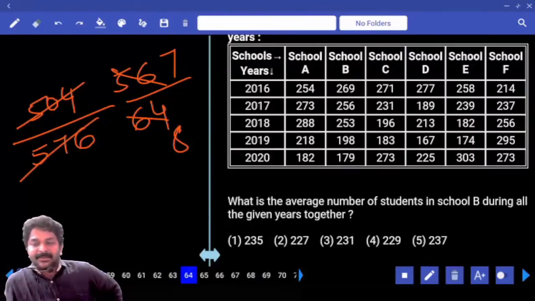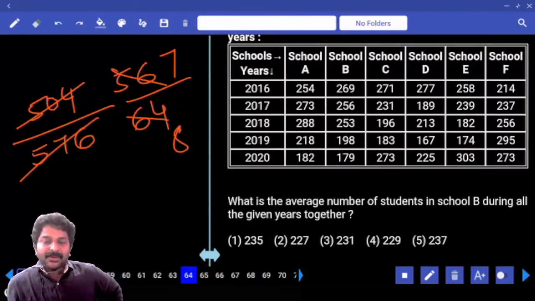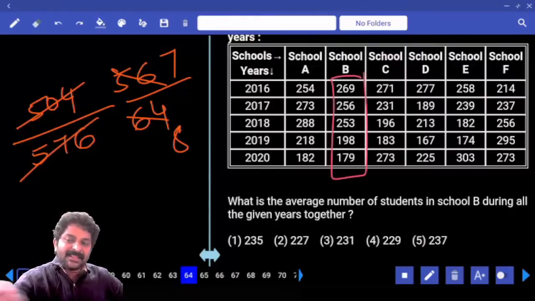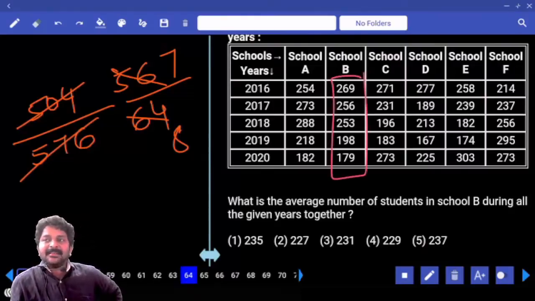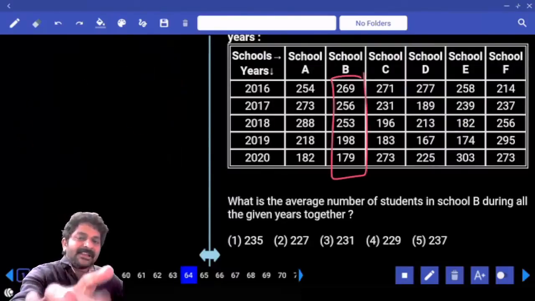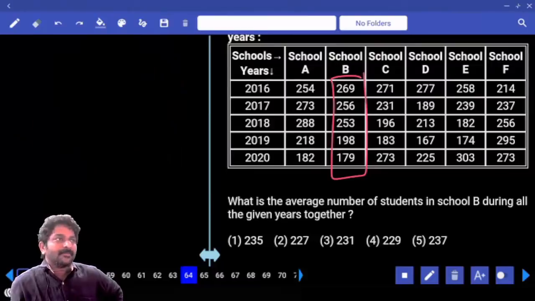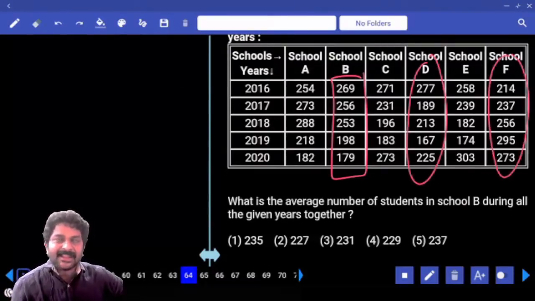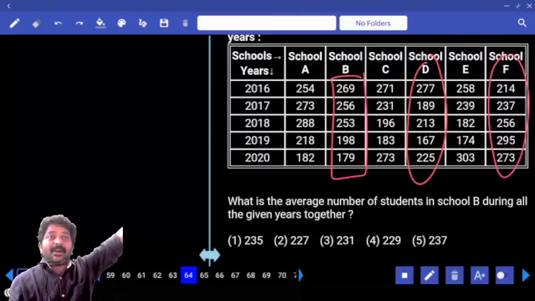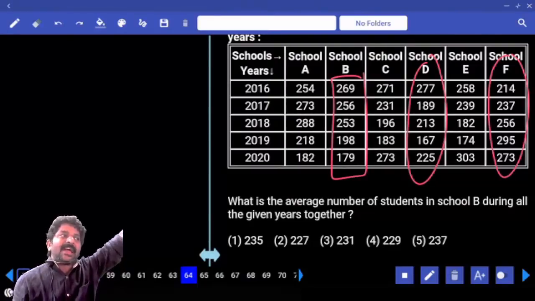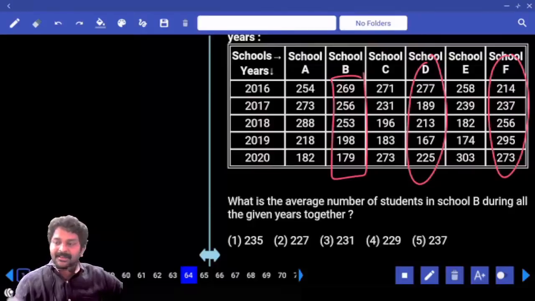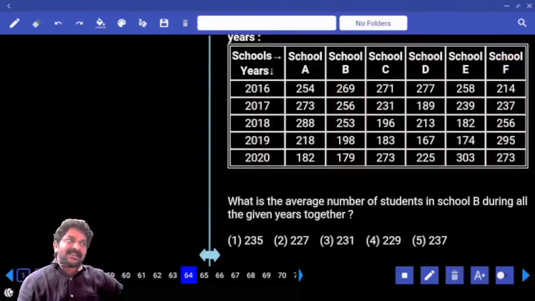What is the average number of students in school B during all the given years together? Average: sum of all these numbers divided by 5. Right. Will that take time or not? If they had asked the average for D or F in this same question, in the first question we already calculated the sum of numbers in D as well as in F. We can reuse that data, but this is something new here. So adding all the numbers and dividing by 5 is not a good idea.